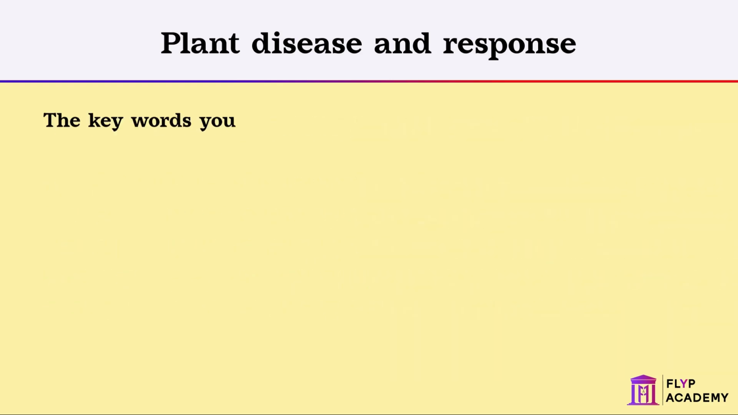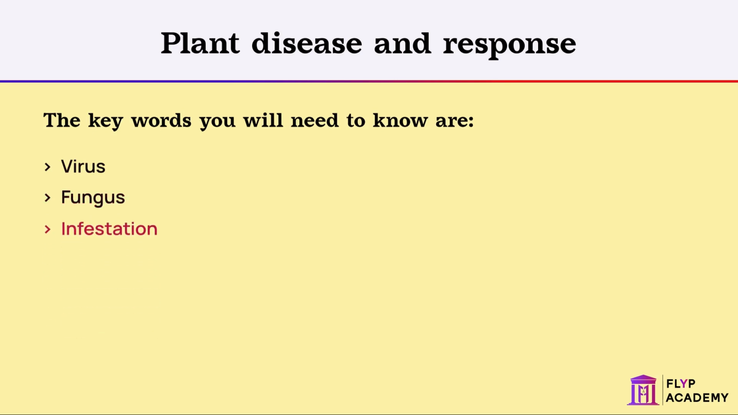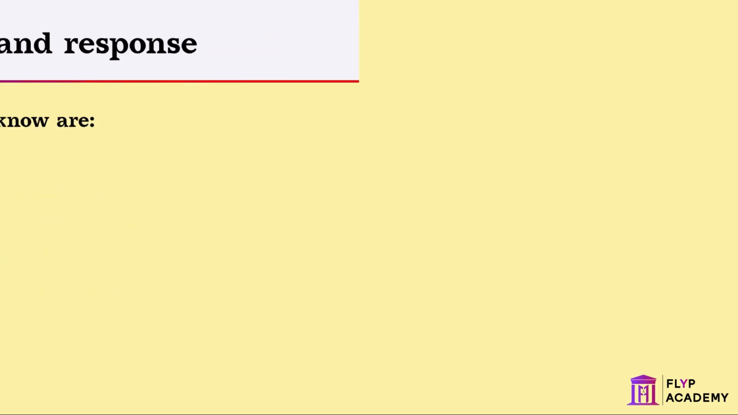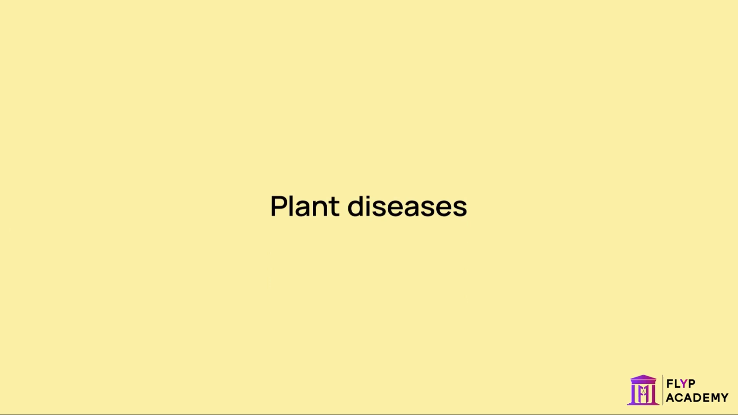The key words you'll need to know are virus, fungus, infestation, antibacterial, mechanical. Plant diseases can be caused by pathogens, which can be spread from plant to plant, or by ion deficiencies.